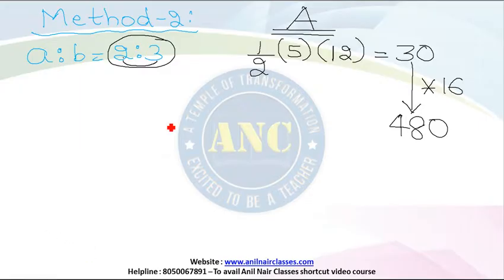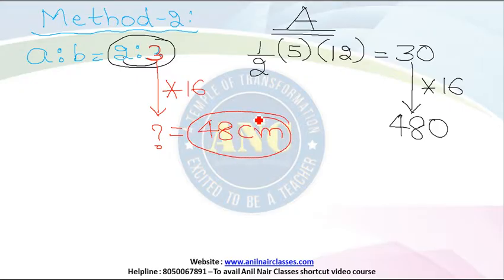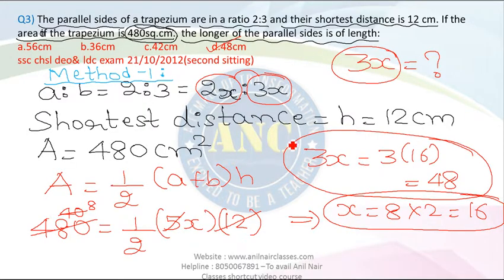The question says find the length of the longest side out of the parallel sides. According to the ratio, the longest is 3. According to the question, how much are they asking? 3 also multiplied by 16. 3 into 16 is 48 centimeters, and that is what we got in method 1 also.